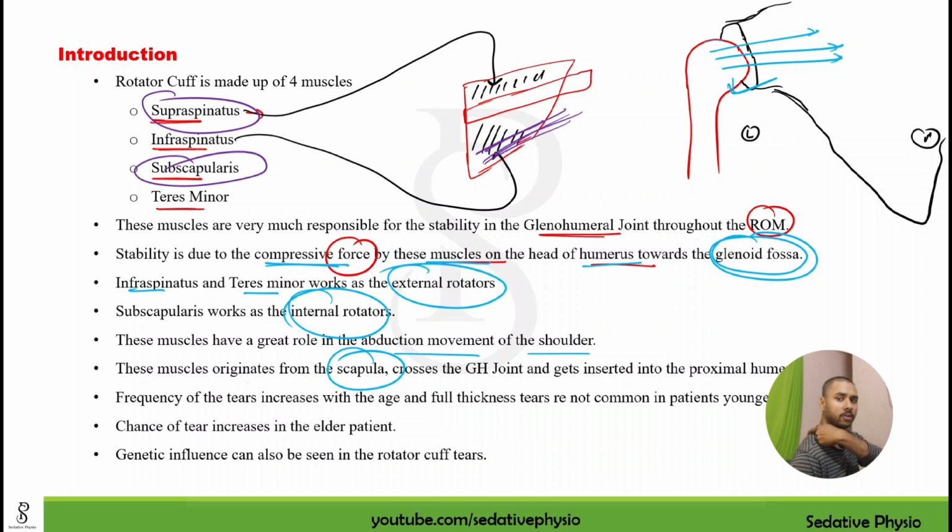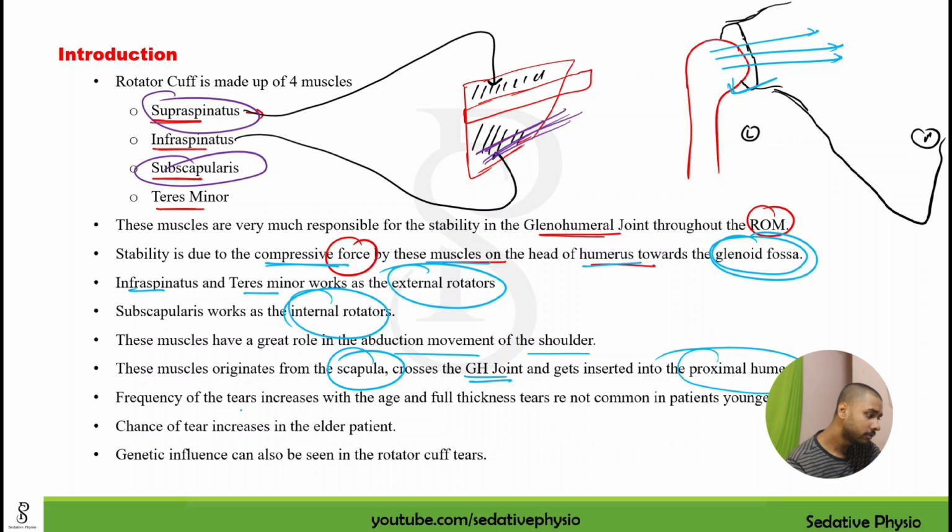Okay, the supraspinatus comes in this way. It crosses the glenohumeral joint and inserts at the greater tuberosity. The infraspinatus similarly comes and crosses the glenohumeral joint and inserts into the proximal humerus. So these muscles originate from the scapula, cross the glenohumeral joint and get inserted into the proximal humerus, mostly near the humeral head, near the greater tuberosity. Okay, so all these rotator cuff muscles are basically inserted into the proximal humerus.